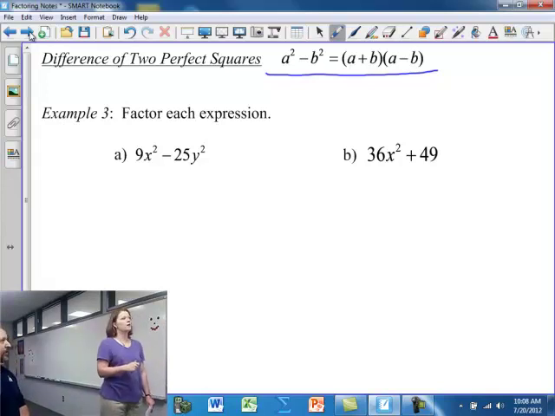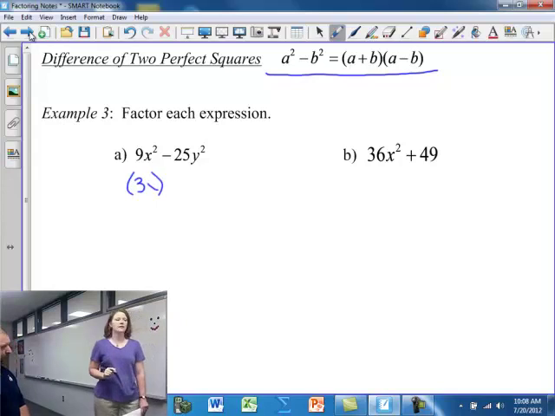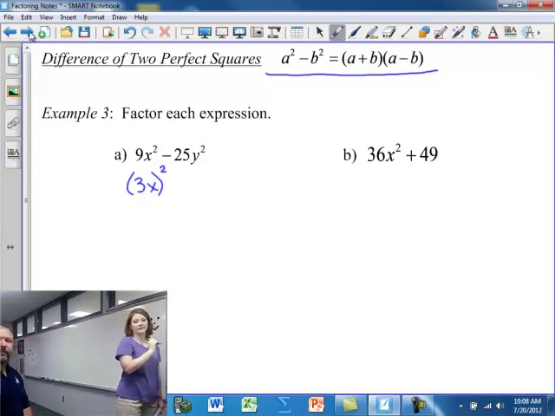We've got 9x squared. 9's a perfect square. X squared is a perfect square. So what did we square to get 9x squared? We had to take something times itself to get 9x squared. We took 3x times 3x. So this could be rewritten like this. There's our minus in the middle. It's a difference. That's good.